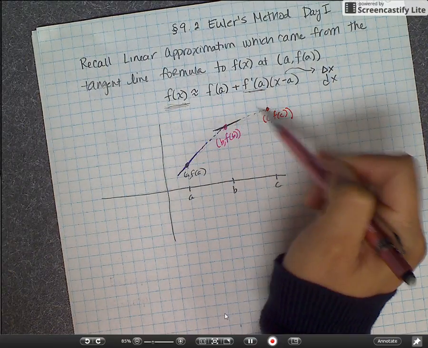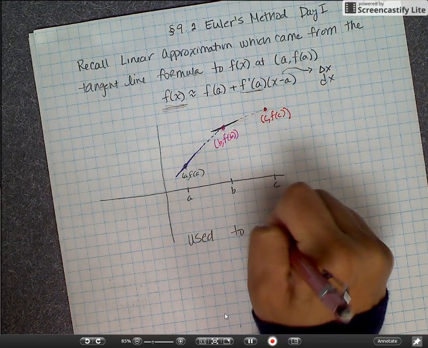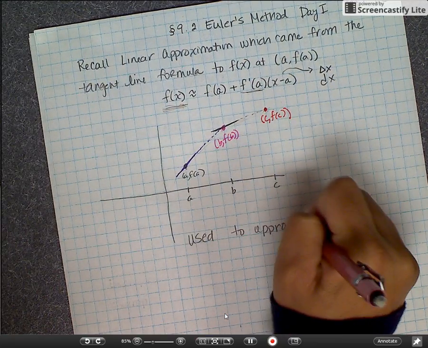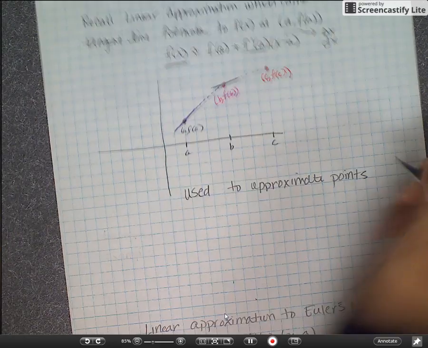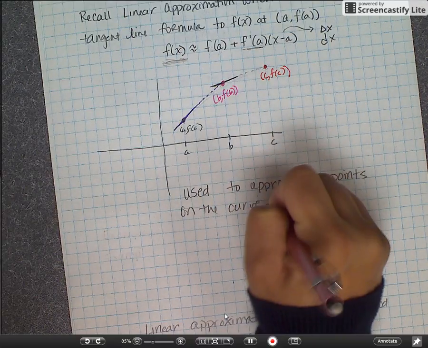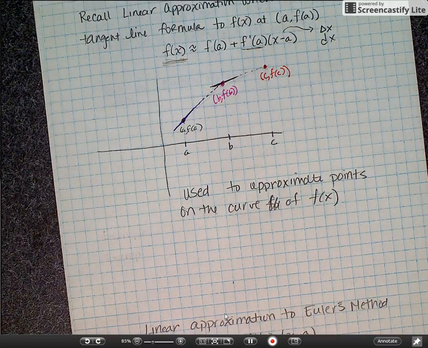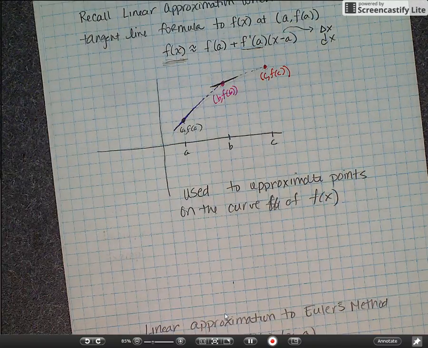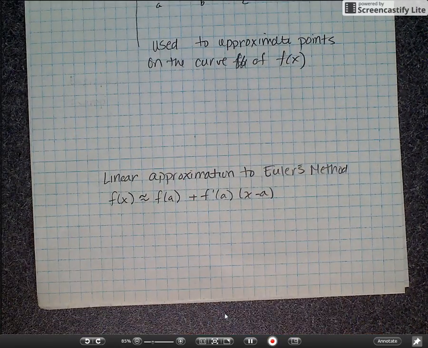Okay, so this is used to approximate points on the curve of f of x. Okay, that's what linear approximation is. So now what we're going to do is relate this to Euler's method.